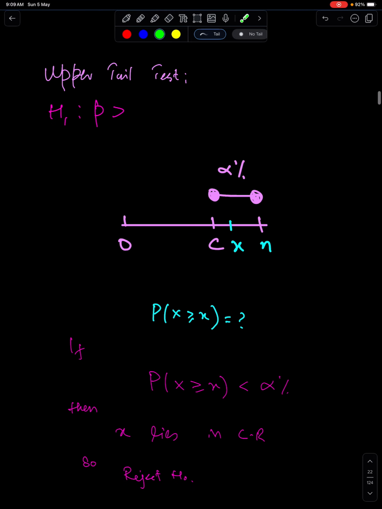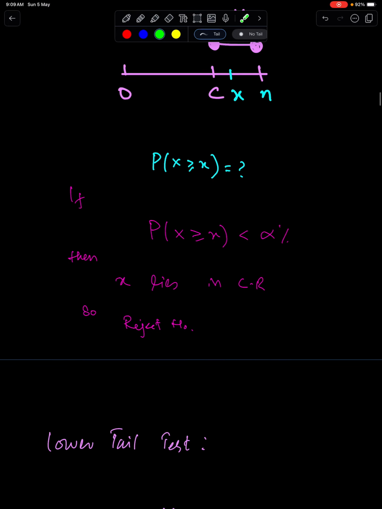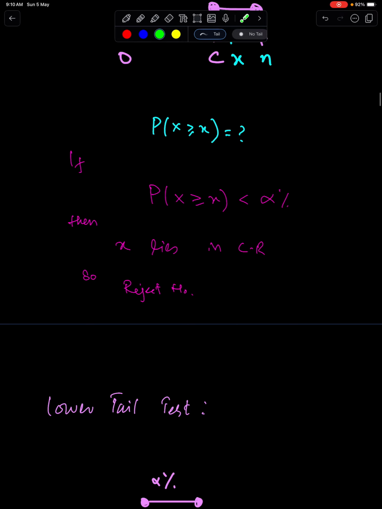Alright, so upper tail test means when H1 has a greater sign. So this is alpha percent and this is the critical region. And if the probability of x is less than alpha percent, then x lies in the critical region, so reject H0 and accept the claim if H1 is the claim.